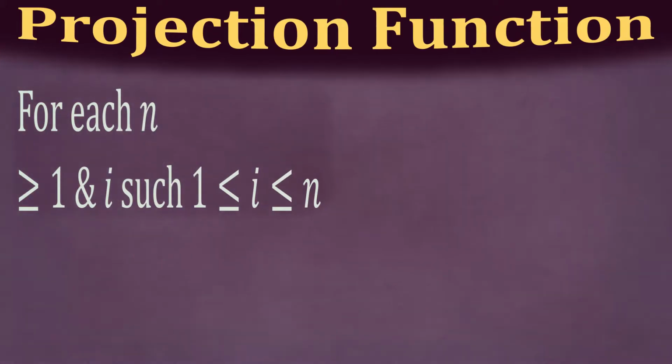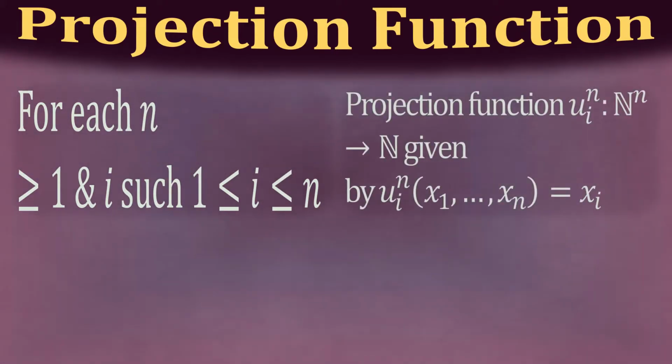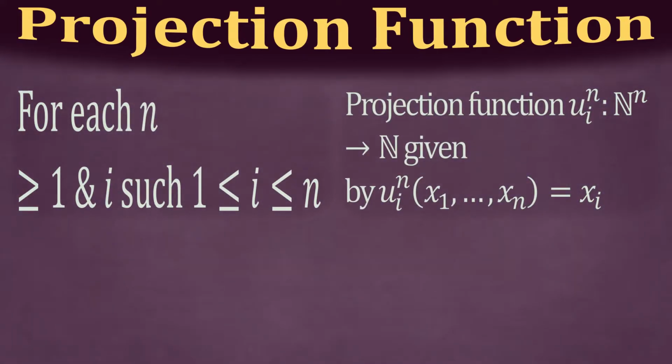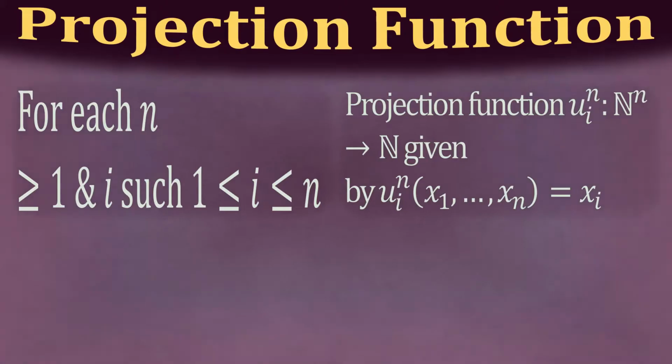Third, let's discuss the projection function. For each n in the naturals greater than or equal to 1 and i such that i is between 1 and n, the projection or coordinate function u_i^n from the naturals to the n to the naturals is given by u_i^n of x1 to xn equals xi.